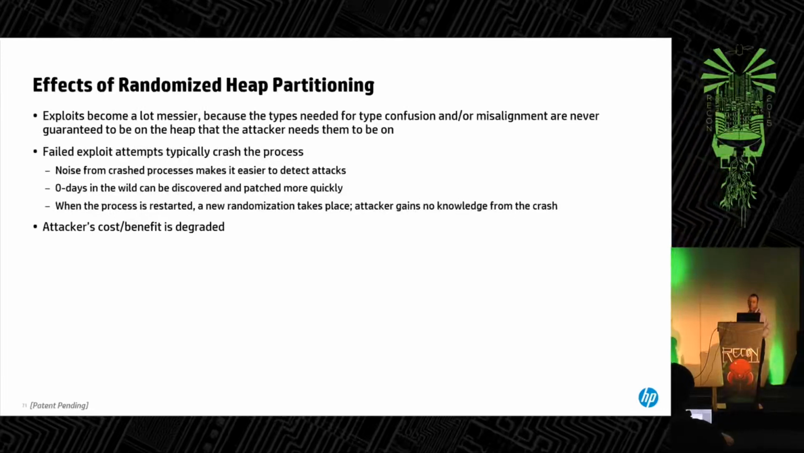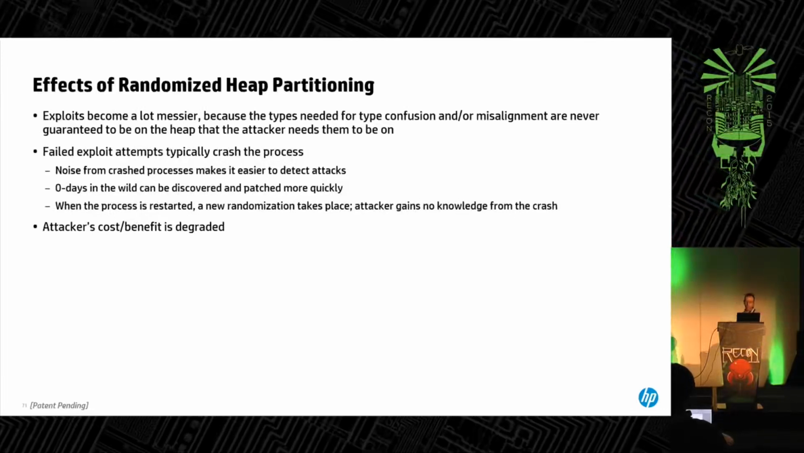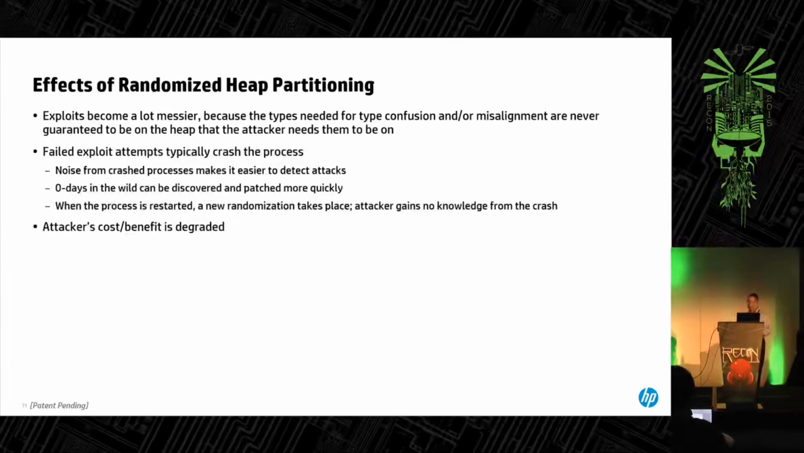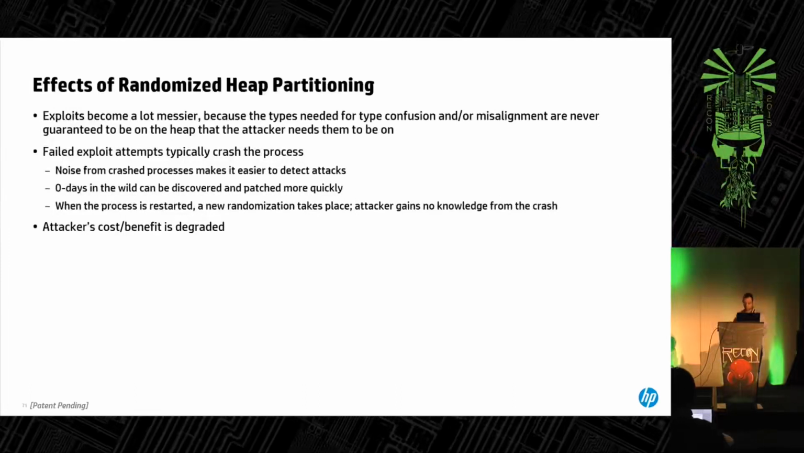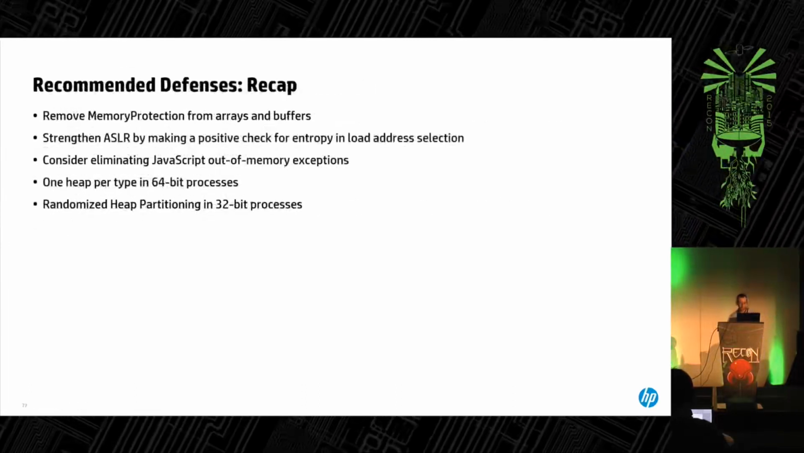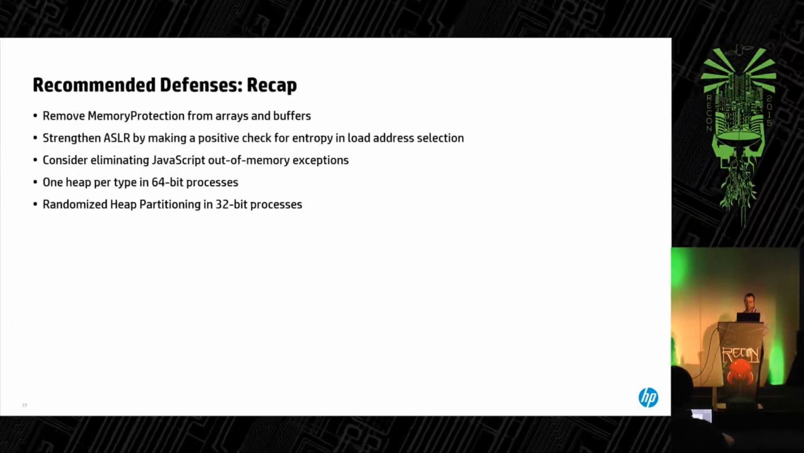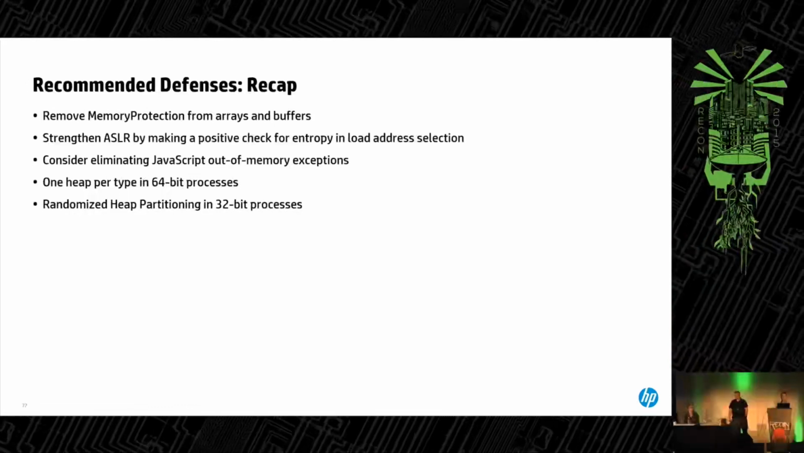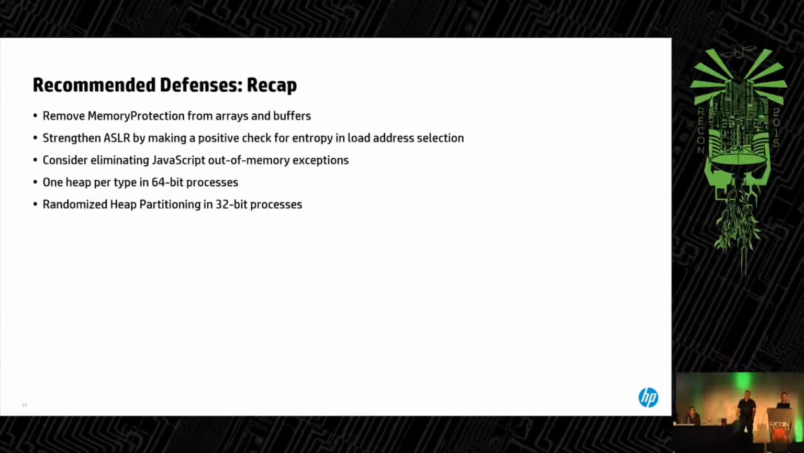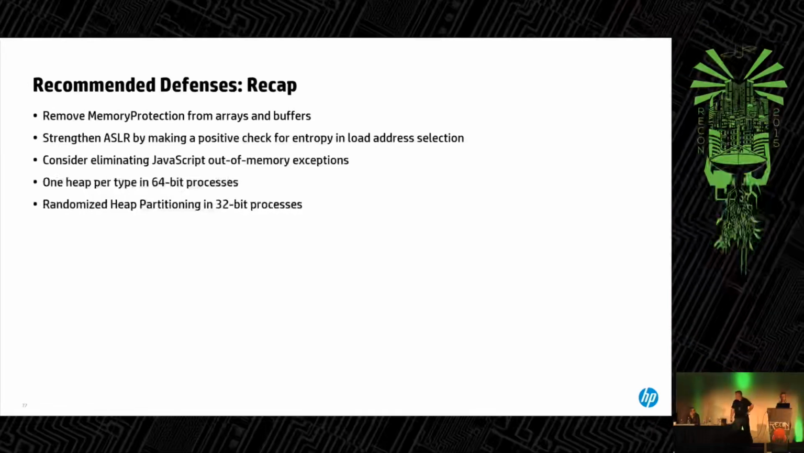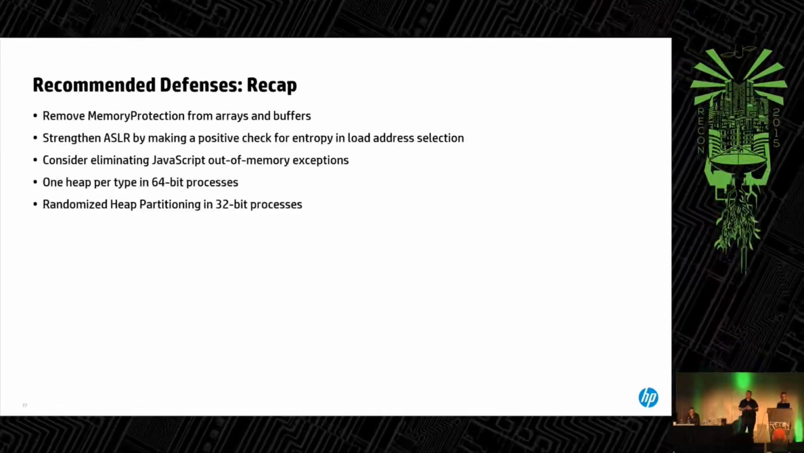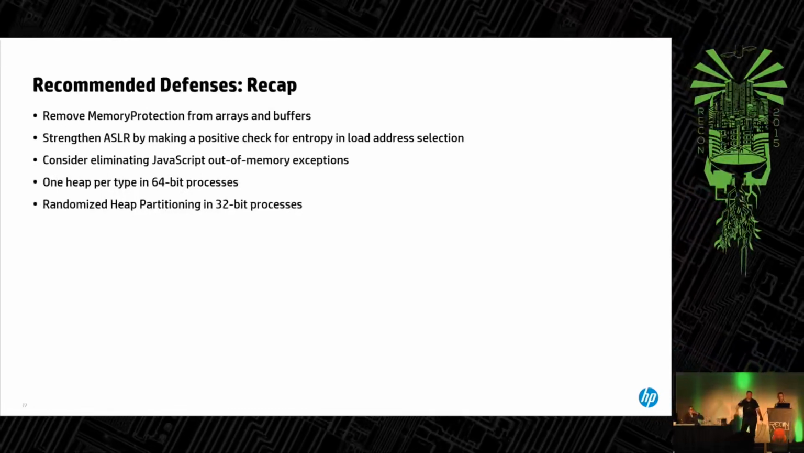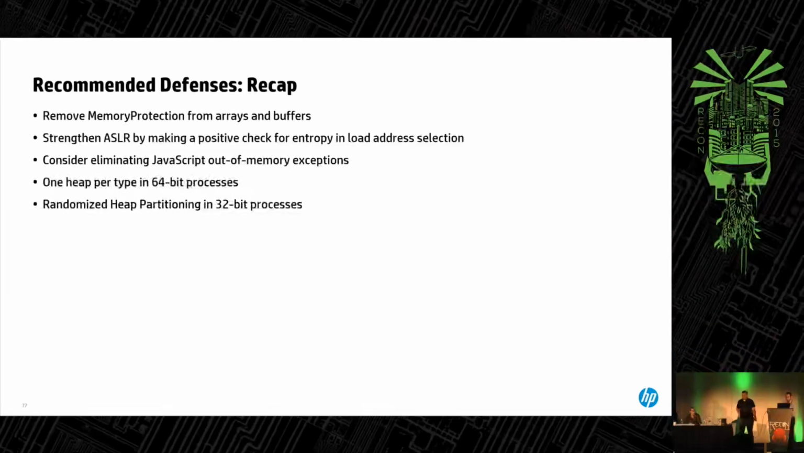In sum, randomized heap partitioning serves to minimize the benefit that the attacker can hope to attain relative to the cost of discovering UAFs and developing and fielding exploits for them. So to recap the new defenses we're recommending: remove memory protection from arrays and buffers, strengthen ASLR by making a positive check for entropy in load address selection, consider eliminating JavaScript and JavaScript out-of-memory exceptions, create one heap per type in 64-bit processes, and use randomized heap partitioning in 32-bit processes.